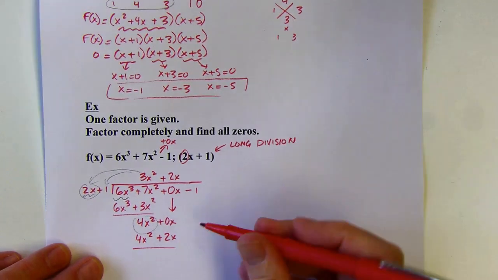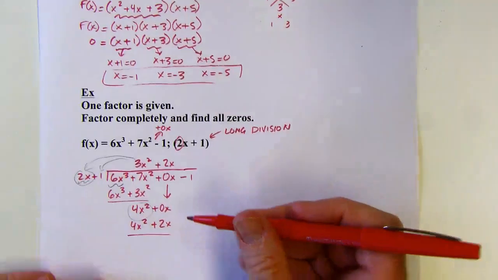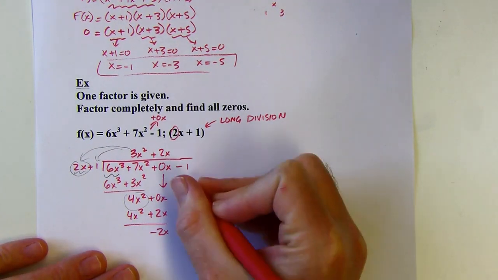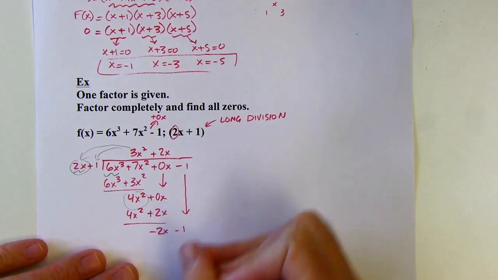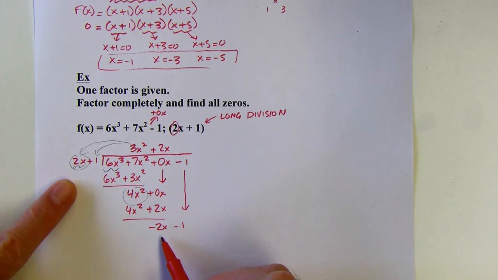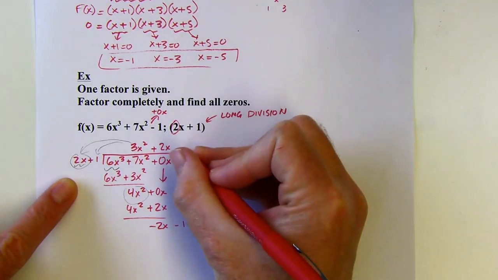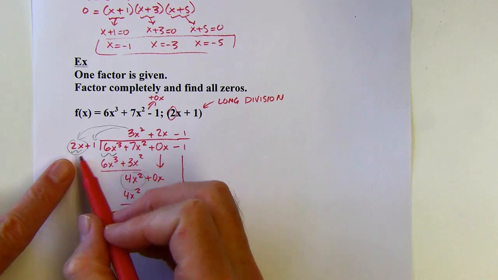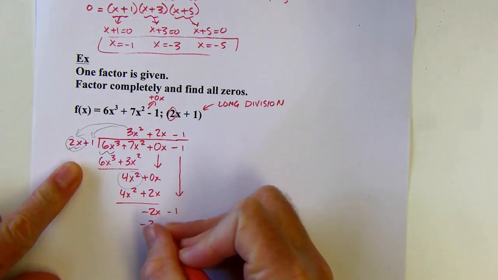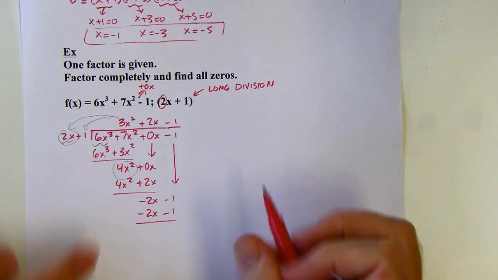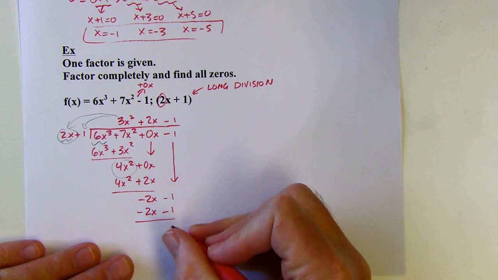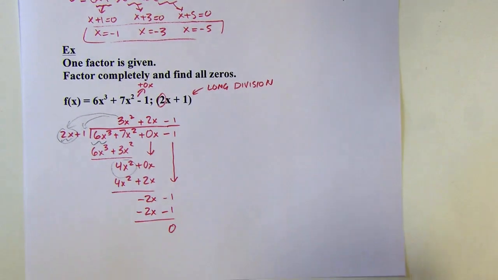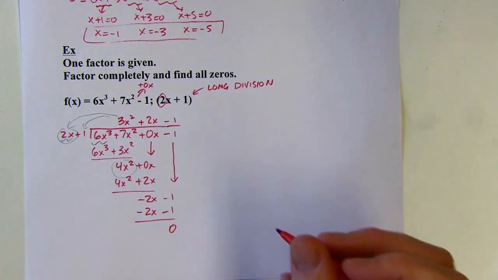Okay, now I'm going to subtract, not adding, right? So 0x minus 2x would be negative 2x. Pull down the negative 1. And then 2x times something is negative 2x. That would be negative 1, right? So let's hope we get no remainder here. So negative 1 times that binomial. And then that's going to be 0, right? I got negative 1 minus negative 1. So negative 1 plus 1 is 0. So I get a 0 remainder there, okay?